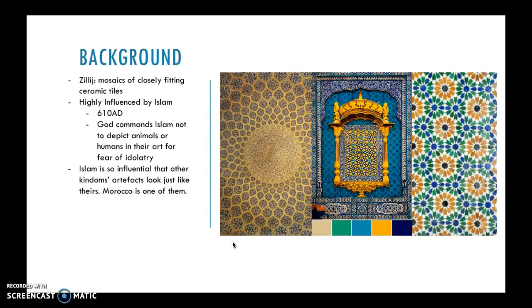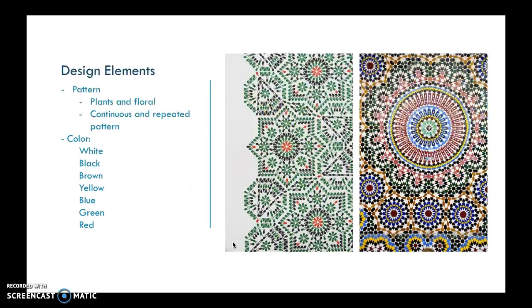Islam started in 610 AD, and it was so influential that wherever Islam was, the artifacts of other kingdoms all looked kind of the same. Morocco was one of these places, and you can see in the different patterns there aren't any animals or humans, because it was a commandment in Islam that no animals or people should be depicted, for fear of idolatry.